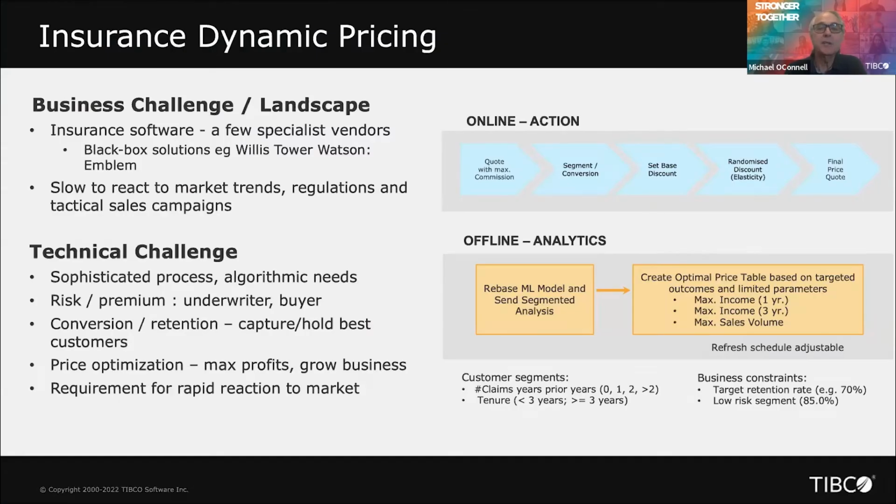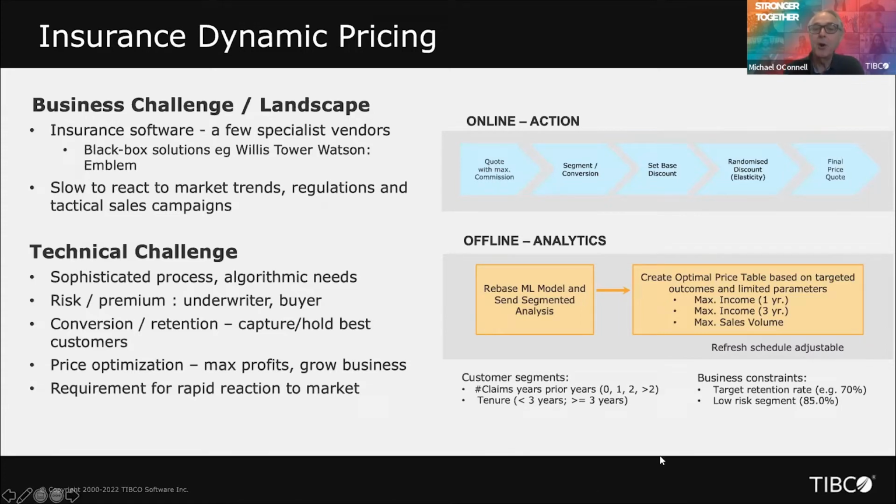And the challenge here is that there's a lot of black boxes out there that are pretty slow to react to market trends and regulations and tactical sales campaigns. And so what we've been working on is this offline set of analytics where you can basically produce a machine learning model that estimates the probability of someone's going to accept an offer for a premium.